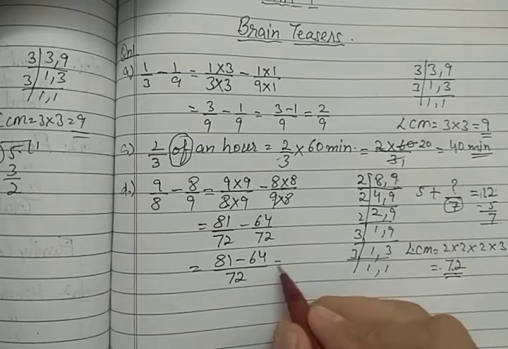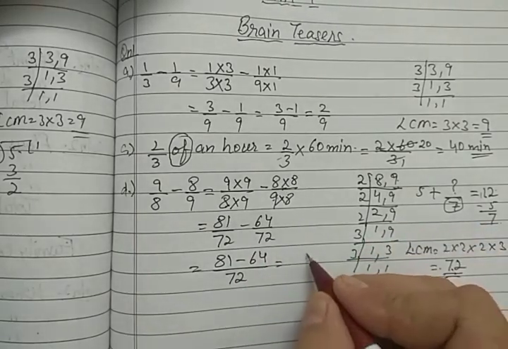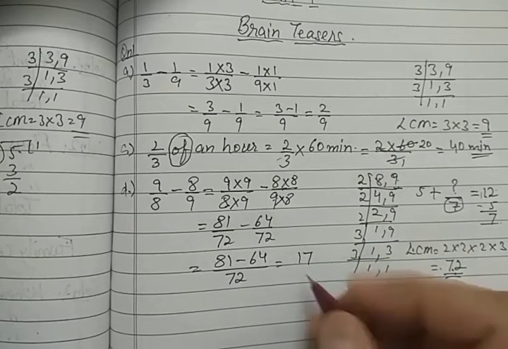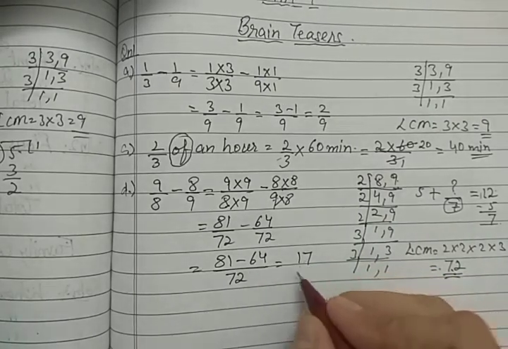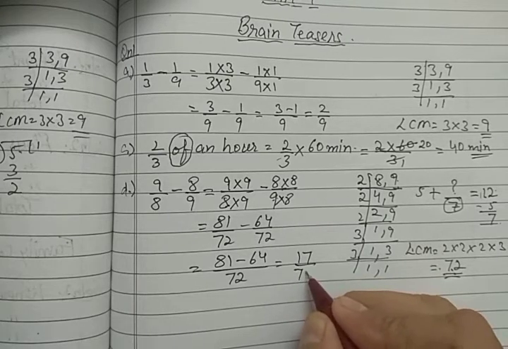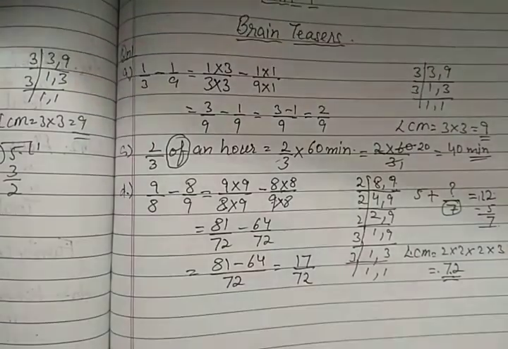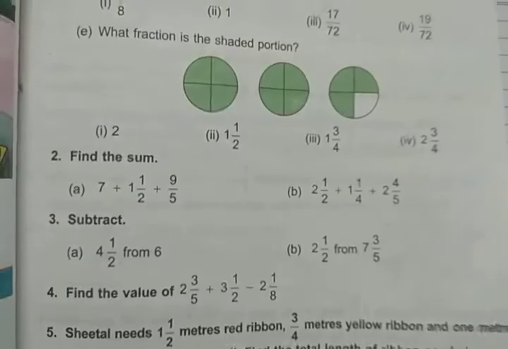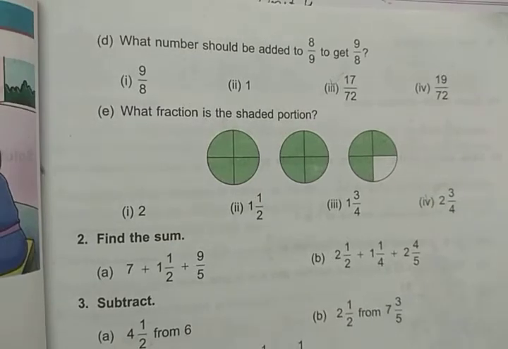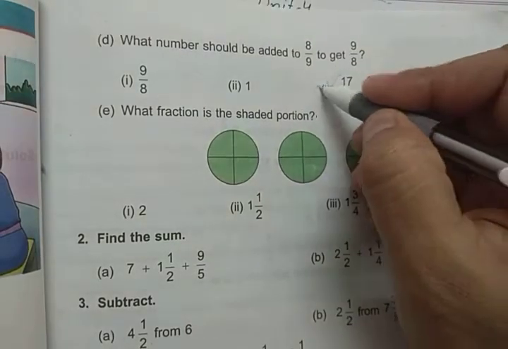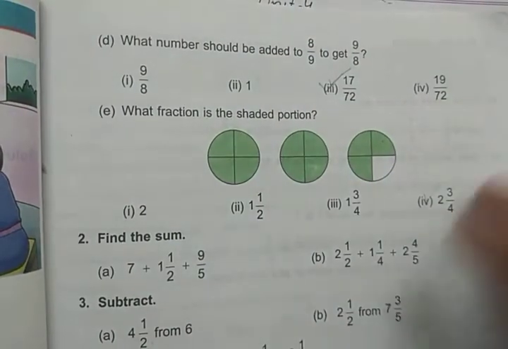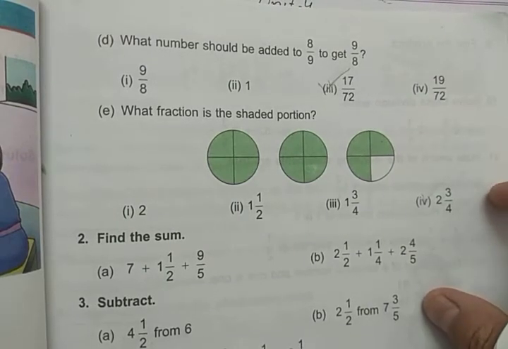So subtract it. So 17 upon 72. So this is the answer. So let us check, is there any option like this, 17 upon 72? So yes, the answer is 17 upon 72. So this is the correct answer.